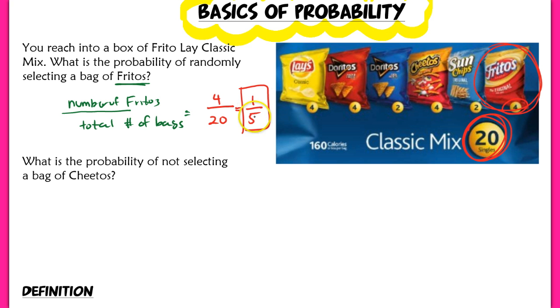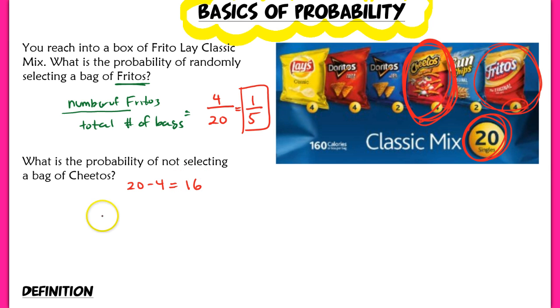So I have a 1 in 5 chance of grabbing a bag of Fritos. Now the next question says, what is the probability of not selecting a bag of Cheetos? So this time I'm going to look at not selecting Cheetos. That means I want to eliminate the Cheetos option. If I eliminate the Cheetos option, remember there are 20 total possibilities, and I'm not wanting to select Cheetos. So I'm going to subtract 4 because there are 4 Cheeto bags, and I would get 16.